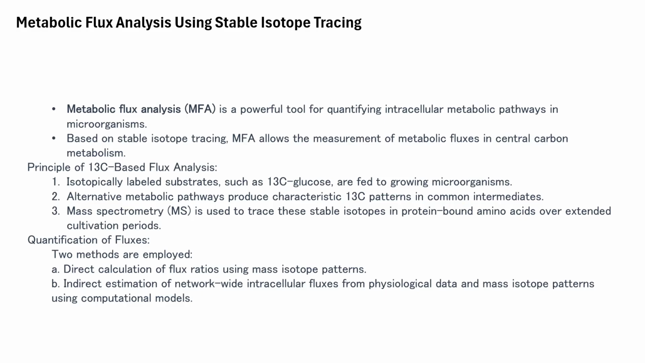Then alternative metabolic pathways will produce characteristic 13C patterns in common intermediates. And then you can use mass spectrometry to trace the stable isotopes in protein bound amino acids over extended cultivation periods. So at different time points you can take samples out and do mass spectrometry to see how the stable isotopes are propagating.